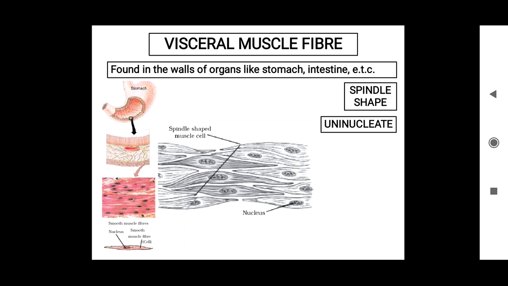Uninucleate. Only one nucleus is seen in the cell. Again you notice that all these cells are together in a bunch. They are non-striated. In the picture from your textbook, they are showing striations, but you don't draw them. There are no striations. I will show you the slide also.